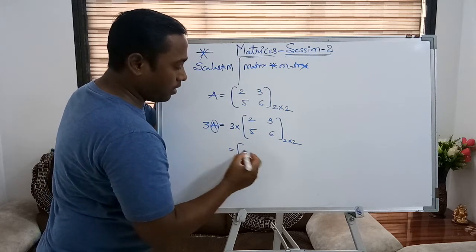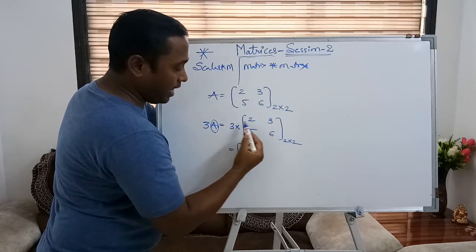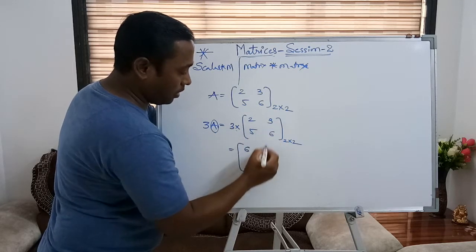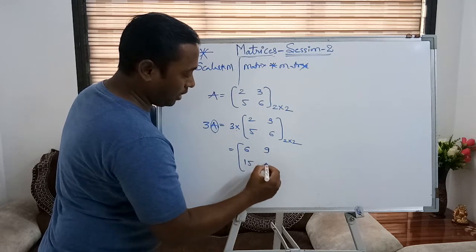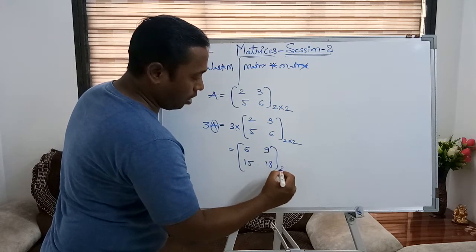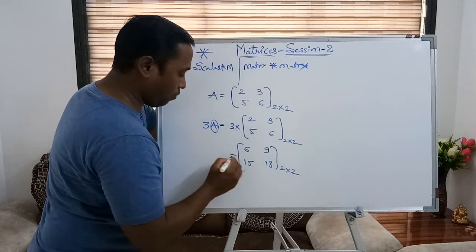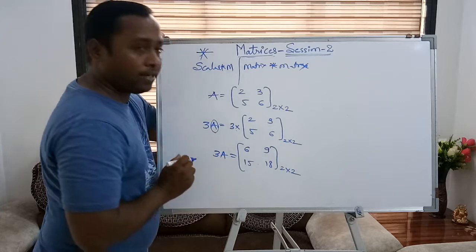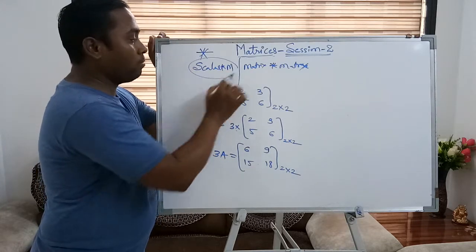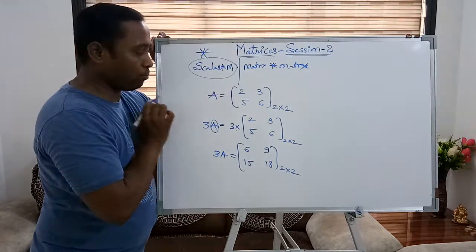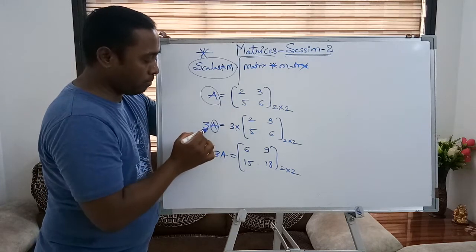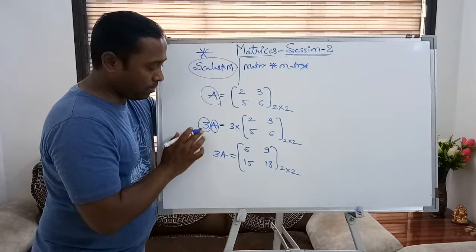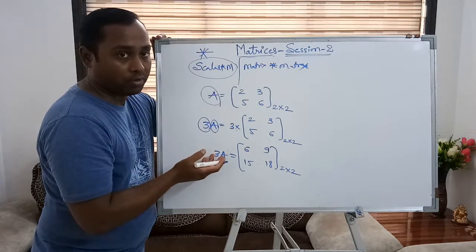So what is the result here? Each and every element is multiplied by 3. So 3 2s are 6, 3 3s are 9, 3 5s are 15, 3 6s are 18. Now finally I got one matrix whose value is 3A. So when we do scalar multiplication of a matrix, that matrix is multiplied by a scalar or a number. It may be a negative number, it may be a positive number.